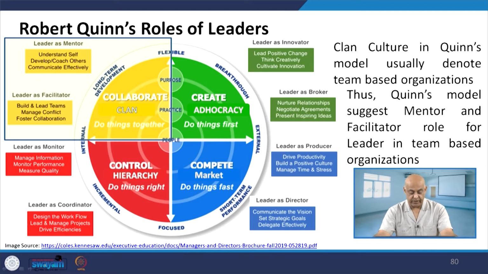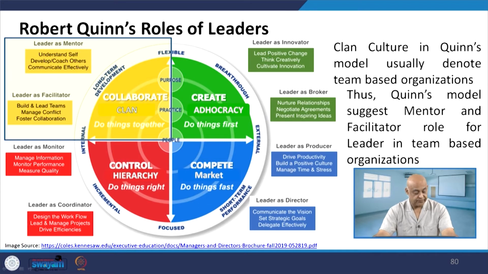So compete, market, do things fast. And here what is required is that we have to compete. While in the case of flexible and external, we are creating advocacy, that is, do things first, and that is the breakthrough. Whenever we are talking about internal and flexible, then long-term development, collaborate, and we do things together. And as I mentioned, whenever it is focused and internal, then control hierarchy will be working on this. So therefore: do things together, do things first, do things fast, and do things right.